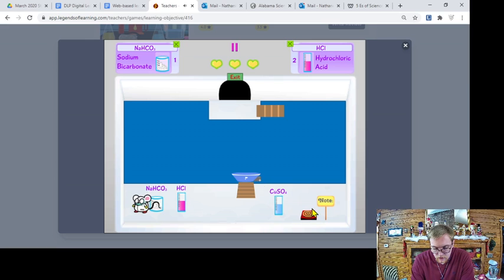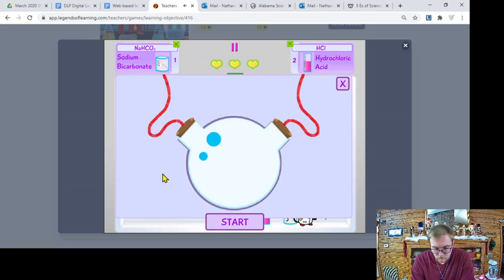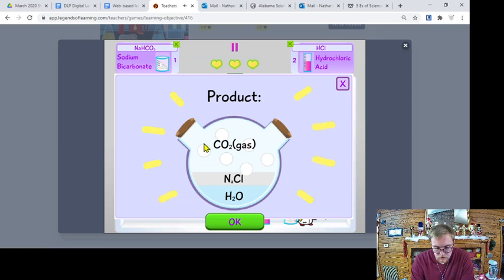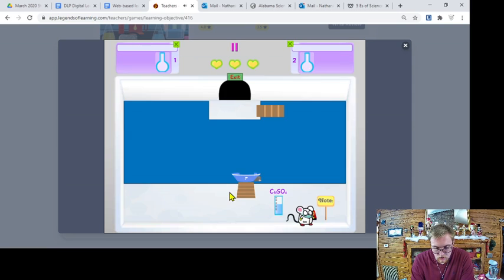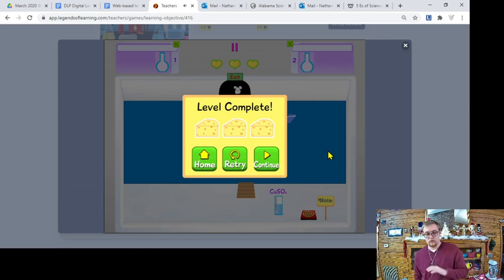We're going to take it over and we're going to react it. So we're going to form our reaction. We produce carbon dioxide as a gas. We produce salt and we produce water. So I walk over here, I get into my little boat and I go over to the other dock, and I can make it out. So that's the kind of thing students are going through with this React Lab.